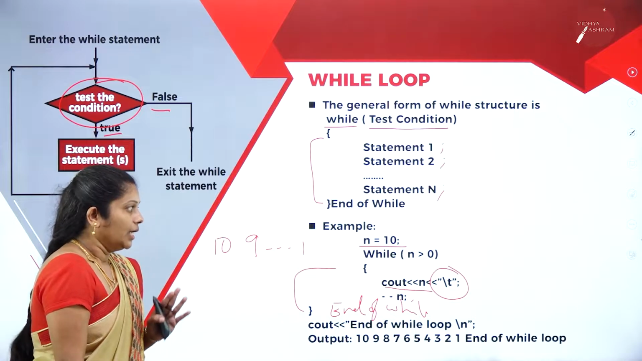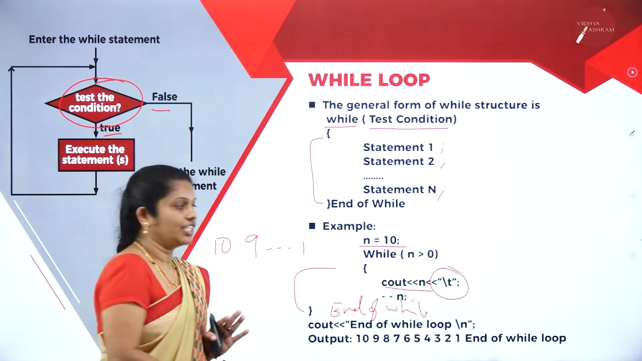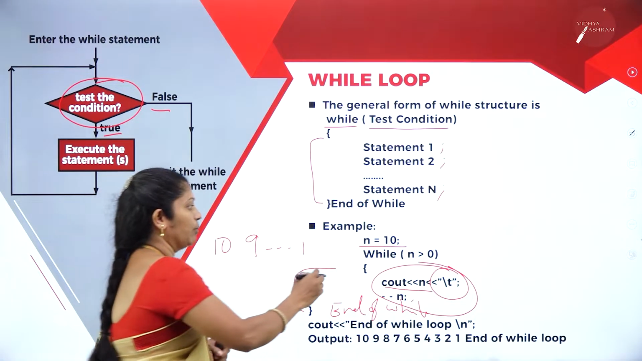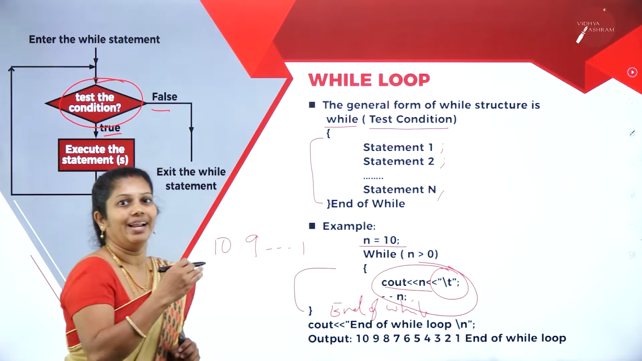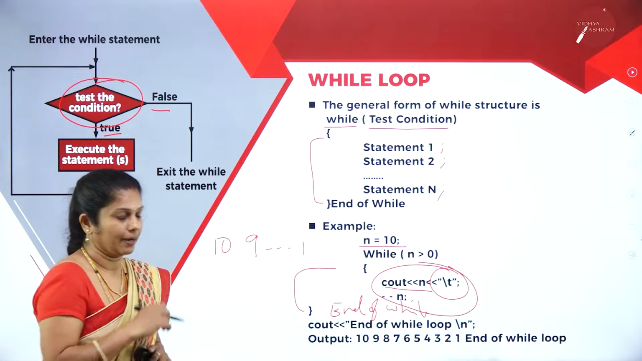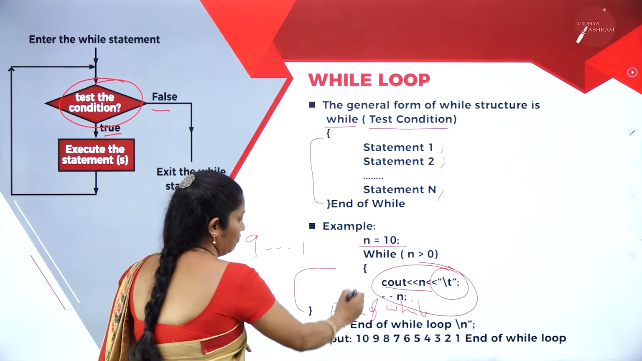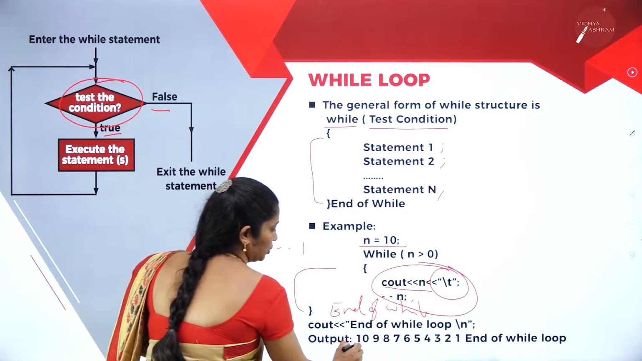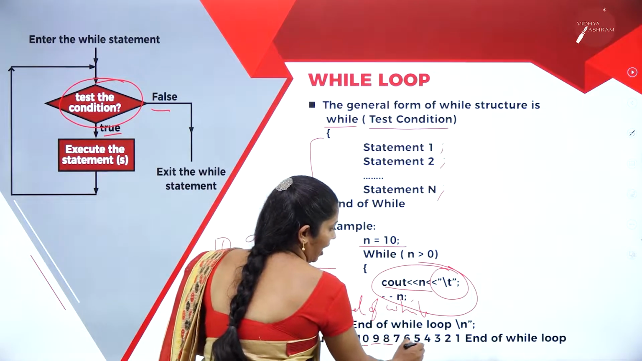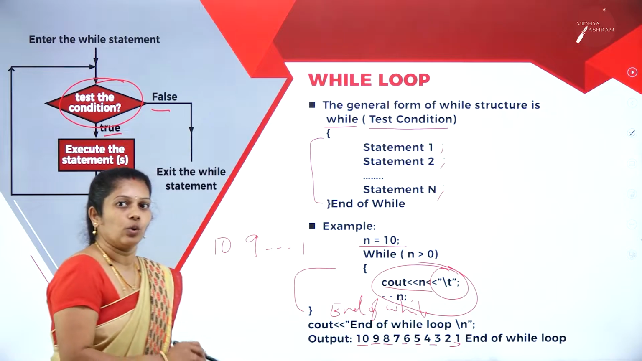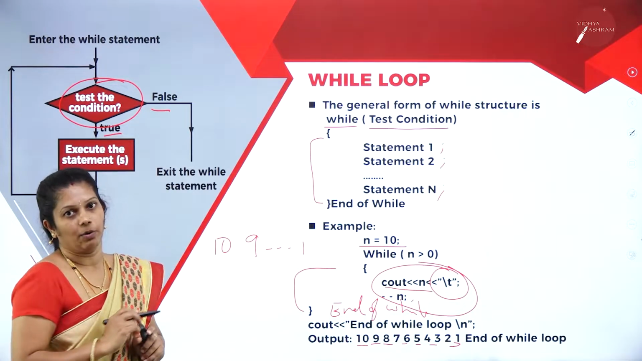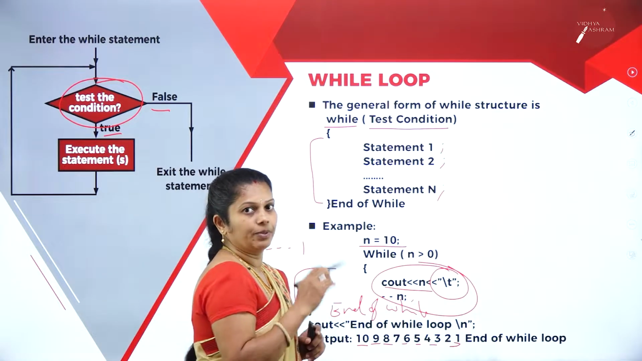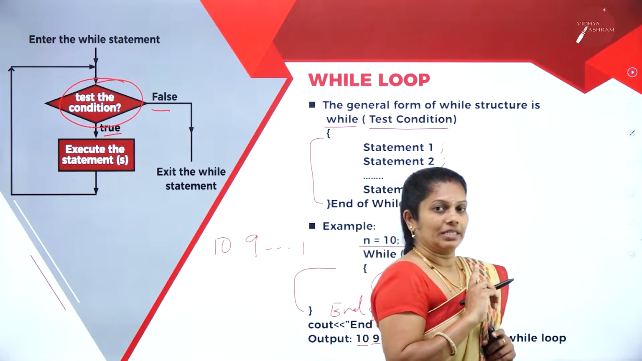It means that before executing the statement, we will check the condition and then we will execute the statement. If you observe, the while loop ends with \n. What will be the output? First we will display 10, 9, 8, up to 1. Then once the n value becomes 0, it will come out of the loop. What is another name for the while loop? It is called a pre-tested looping statement.